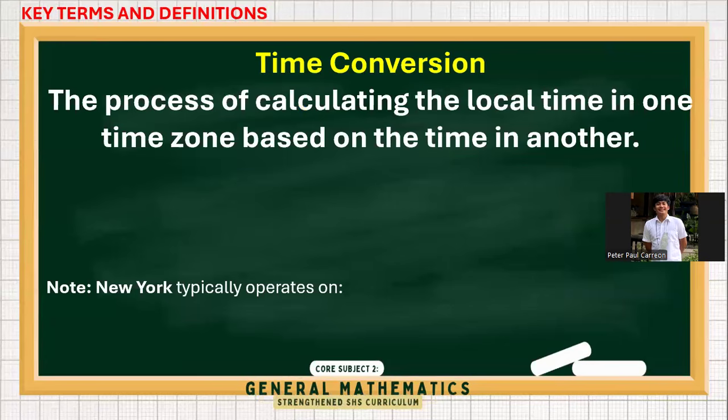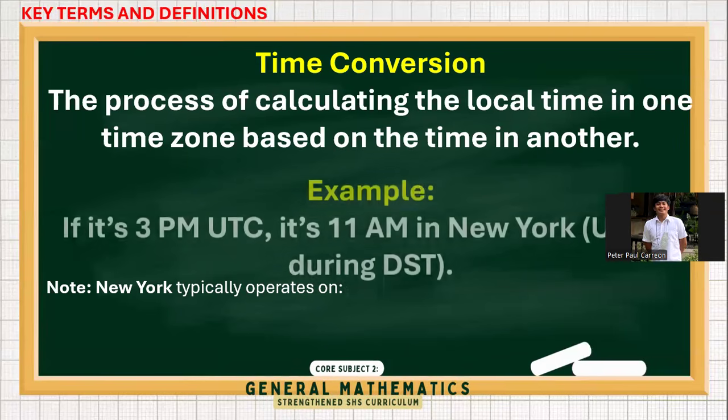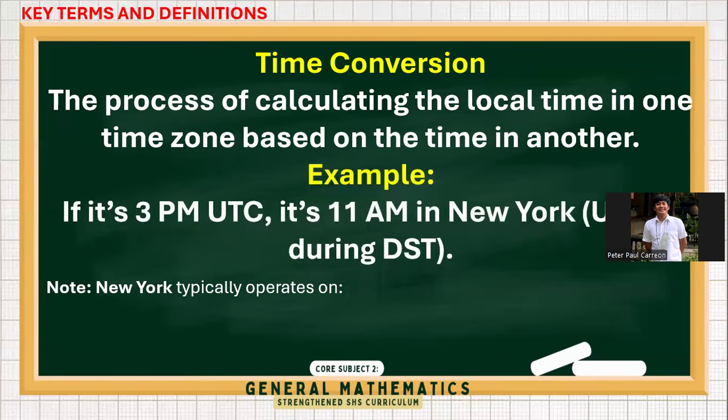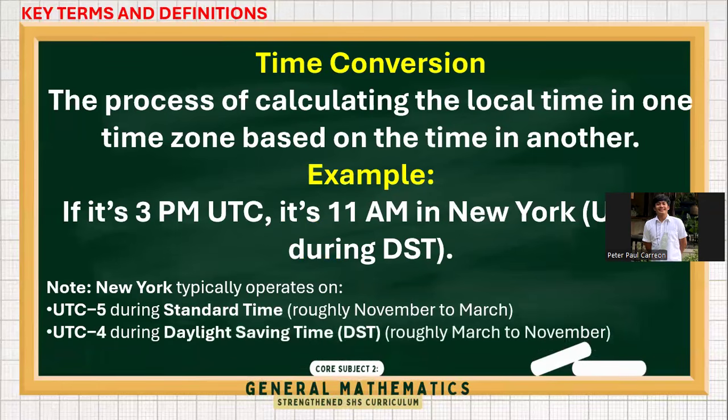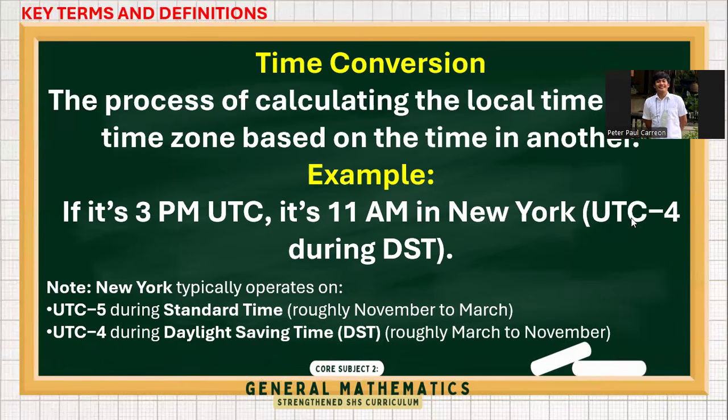Now, for the time conversion, of course, it is necessary that we convert and calculate the local time in one time zone based on the time in another. So let's have this as an example. As you could see, if it's 3 p.m. UTC, it's 11 a.m. in New York, following a UTC -4 during a DST.